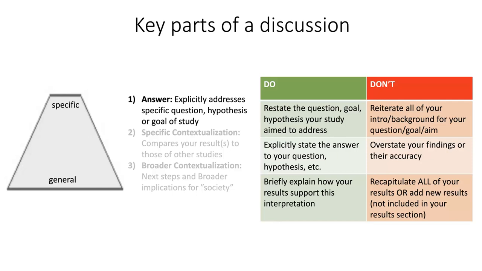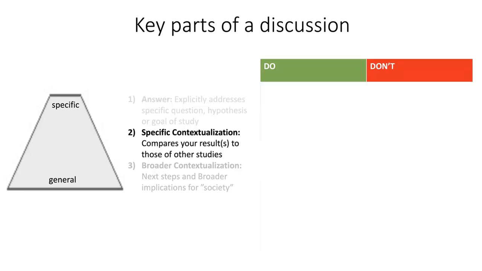When I say recapitulate, that basically means this shouldn't be going through every single result you found all over again. You've already written the results section. You don't need to write the results section again. So don't recapitulate all of your results. And also, you shouldn't be adding any new results. Make sure you're not saying anything new that was not already included in your results section. If you find yourself doing that, you should be adding that into your results section.